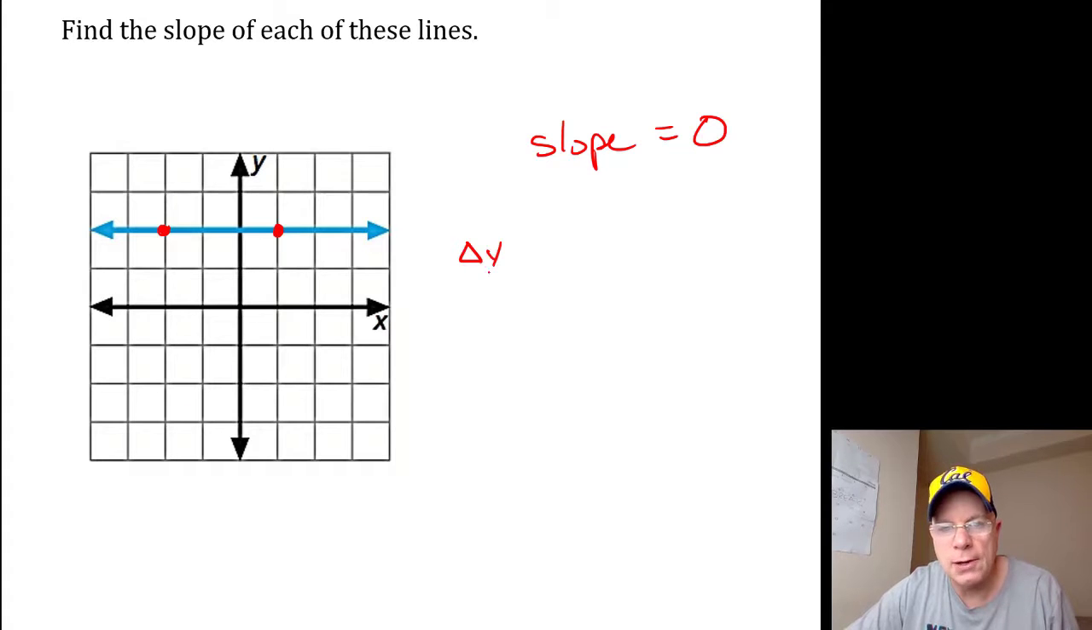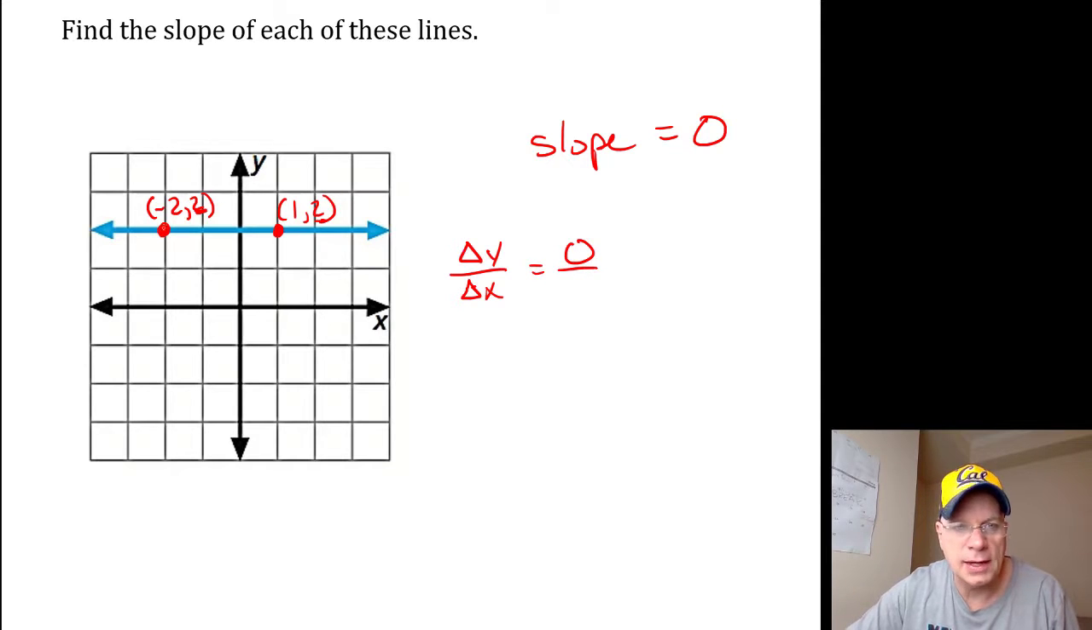If I do delta y over delta x for slope, if I'm starting here and moving here, what's the change in y? Well, this point is negative 2, 2. This point is 1, 2. I start at 2 and I end at 2. The change in y is 0. The change in x would be 3 to the right, so positive 3. But it doesn't matter because 0 divided by 3 is just 0.